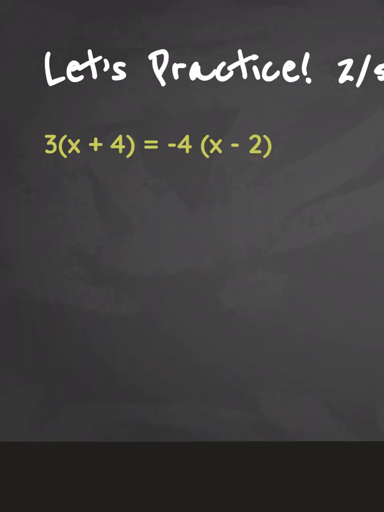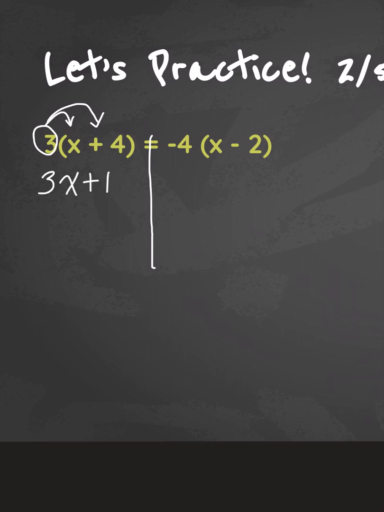All right, so here's our second example. I'm going to draw my line down. And what do you notice? There are 2 parentheses. So what's going on the left? How do I get rid of it? The rainbow? Do the rainbow. Okay, so we're going to distribute. What are we going to distribute? 3 to the x and 3 to the positive 4, which would be 3x and positive 12. Good job. Don't forget your equal sign.